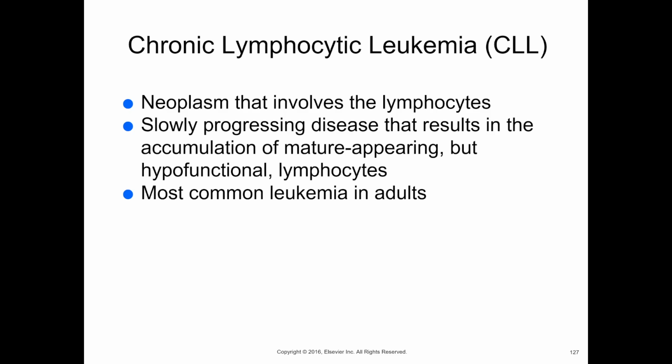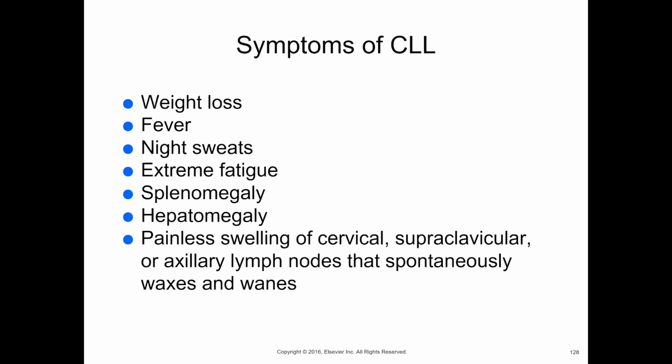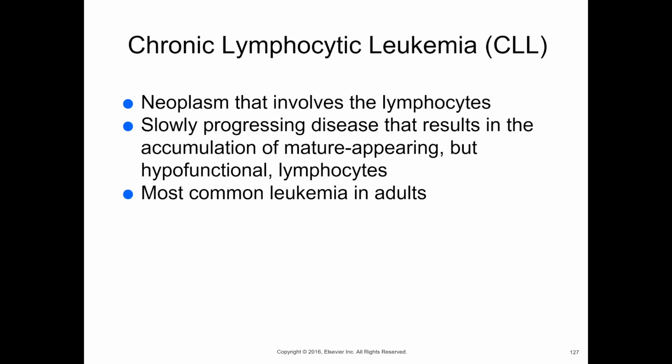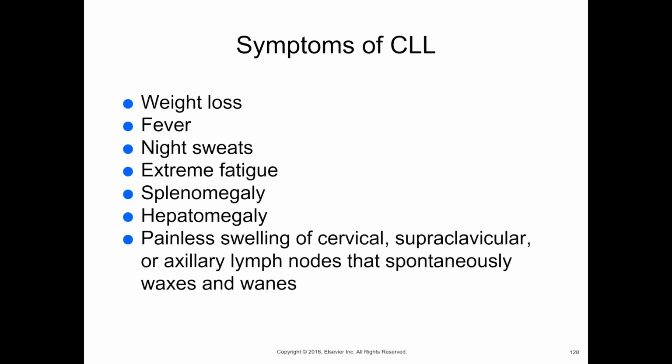Next, chronic lymphocytic leukemia. This is typically diagnosed in individuals that are about 70 years old and male. There is a genetic predisposition to it, but it is a slowly progressing disease. Interestingly, in this case, the lymphocytes that are found look normal, but they're actually poorly functioning. And this is the most common leukemia in an adult.